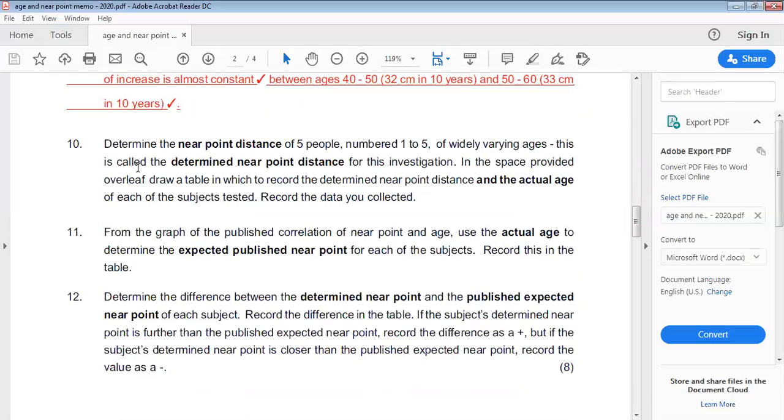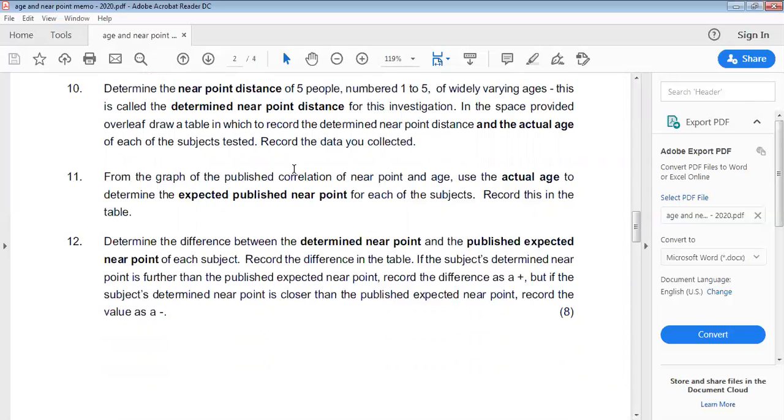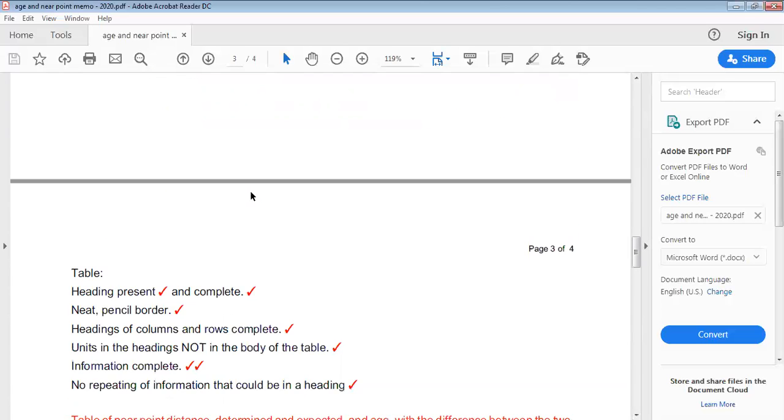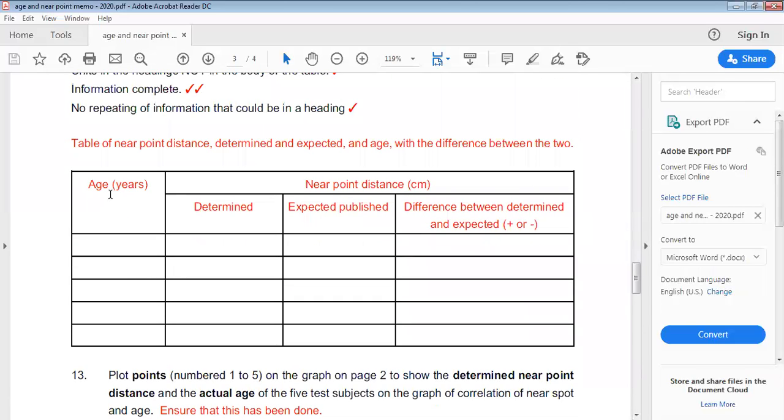Anyway, okay. So then you had to determine the near point of 5 people, and you numbered them 1 to 5, and you plotted it in a table. Now, it said right at the beginning, you must read through this entire thing before you start, because that table is not as simple as you think. So the table then needed to have the age. You could also have included the number of the subjects because you numbered them 1 to 5. The determined near point, that was what you measured. The expected published near point, that's what you read off on the graph.